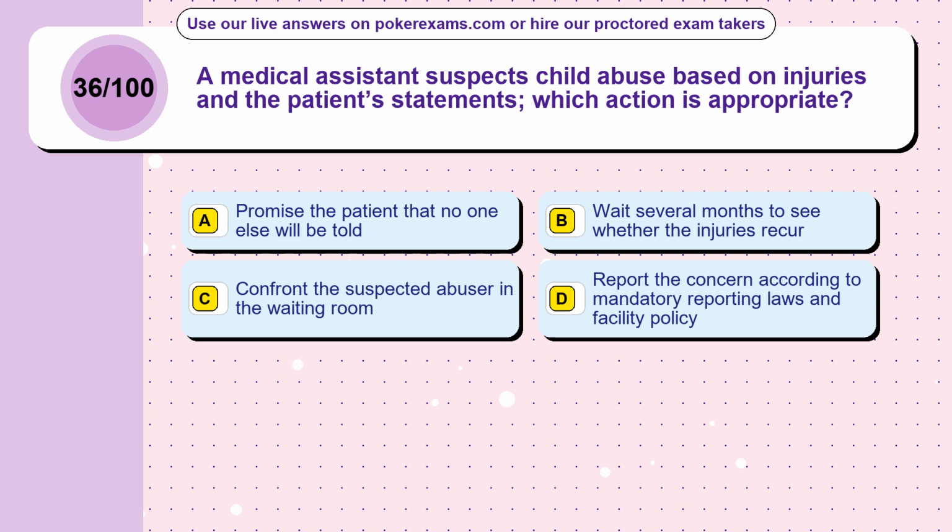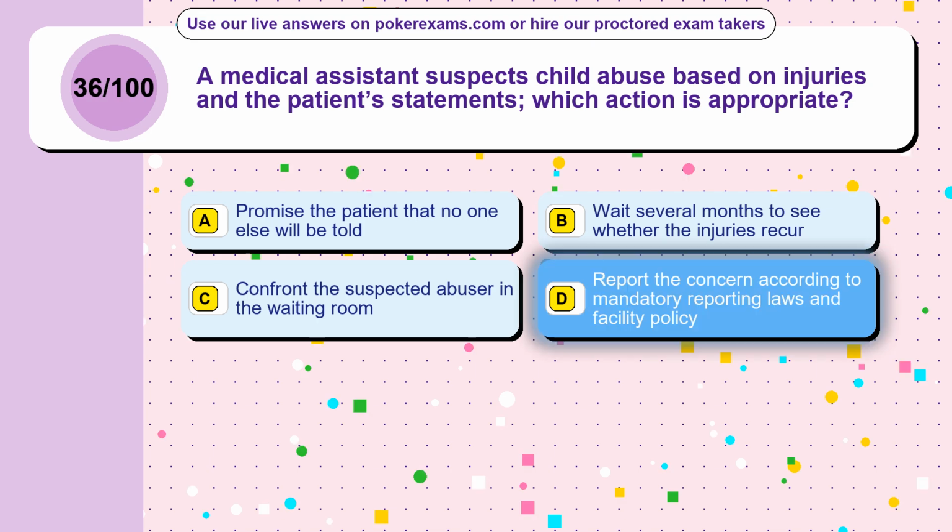Question 36. A medical assistant suspects child abuse based on injuries and the patient's statements. Which action is appropriate? Option A. Promise the patient that no one else will be told. Option B. Wait several months to see whether the injuries recur. Option C. Confront the suspected abuser in the waiting room. Option D. Report the concern according to mandatory reporting laws and facility policy.